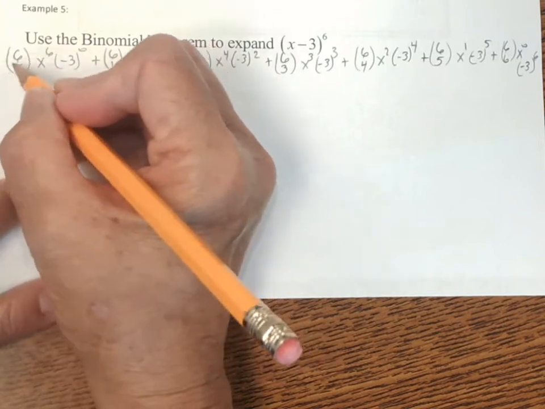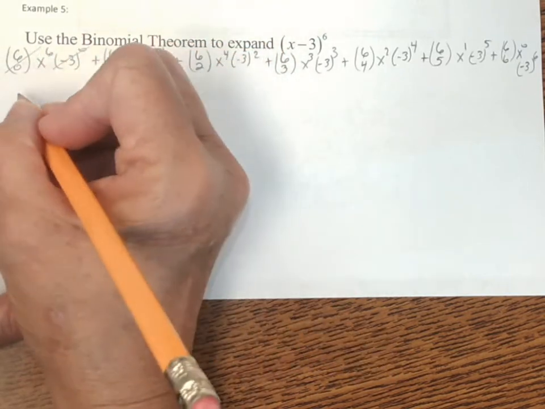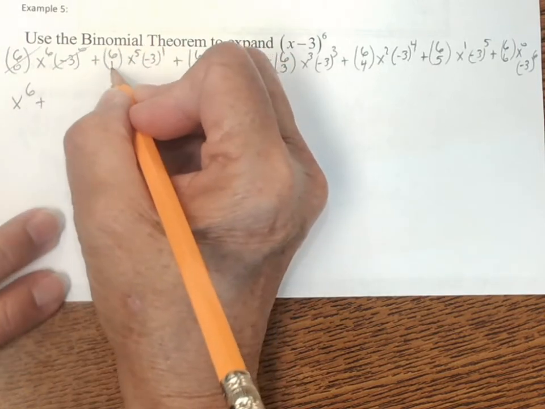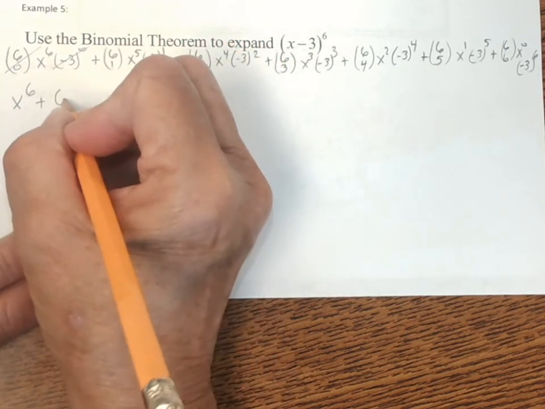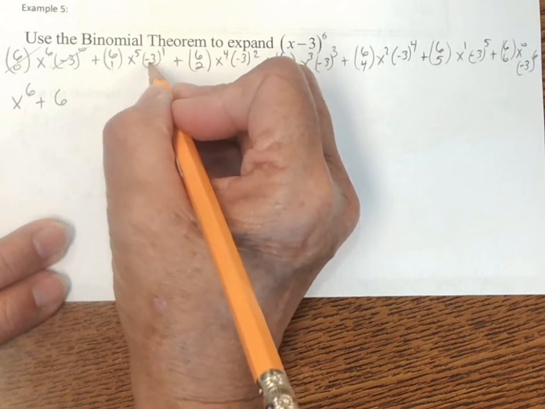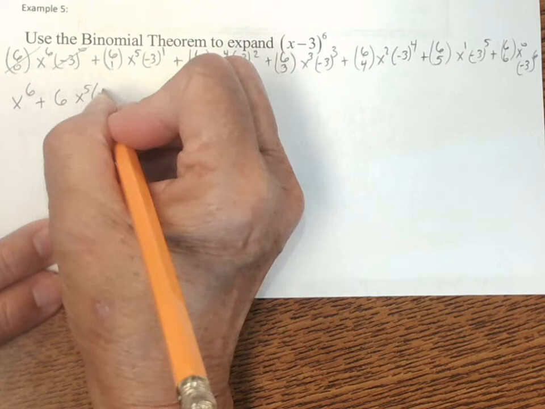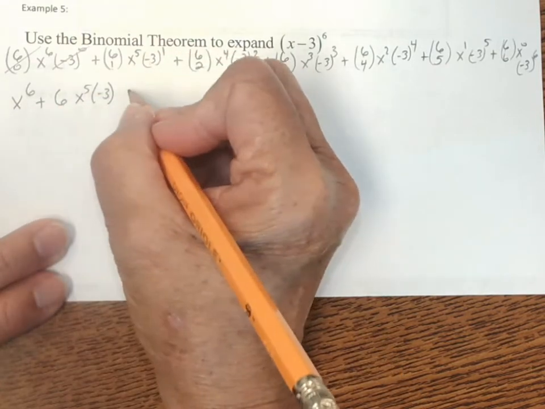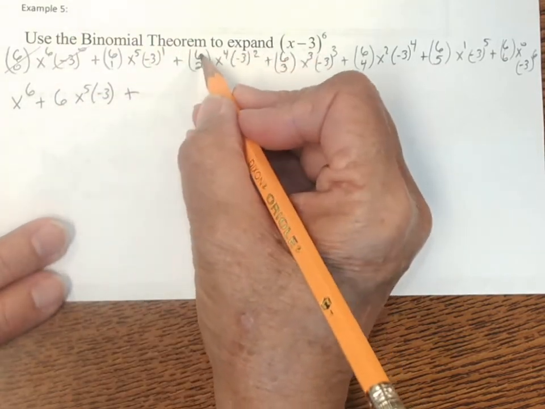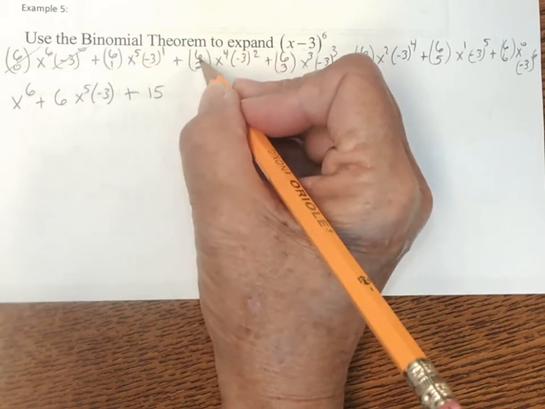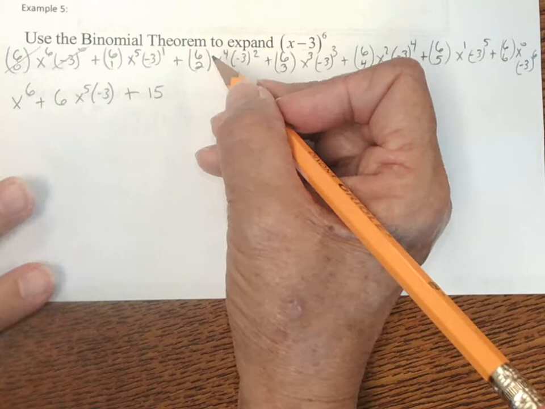Well, 6 taking 0 is 1. That's 1. So that's just x to the 6th here, plus 6 taking 1 at a time. That's 6 times a negative 3 times x to the 5th. So we'll have to do one more row here. 6 taking 2 at a time, that's 15. And I'm just plugging this in the calculator to get these values right now.